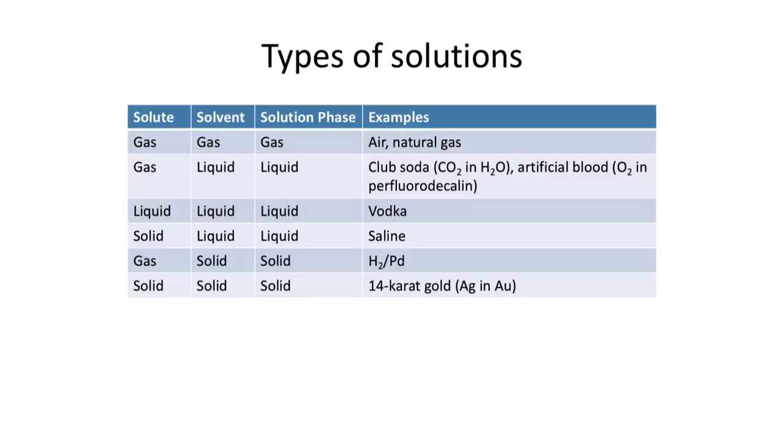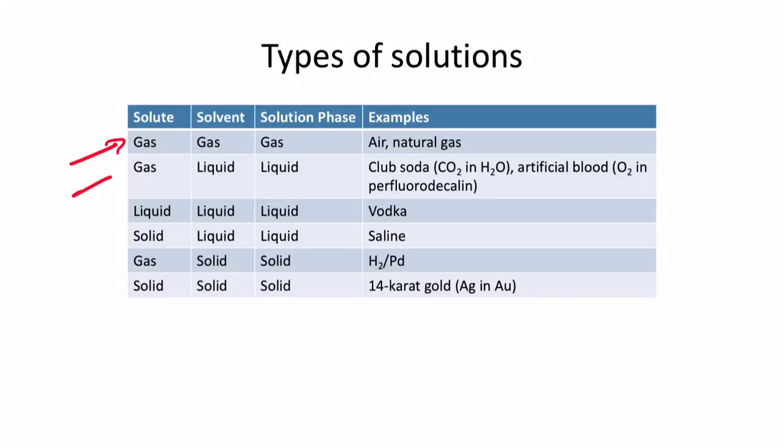Typically there's a solute and there's a solvent, and the one that you have the most of is the solvent, and the one you have the least of is the solute. But the solute and the solvent could have different phases. Here's a table that shows some of these different relationships. For example, both the solute and the solvent can be gases, in which case the whole thing is a gas. For example, air or natural gas is really a solution of many different gases.